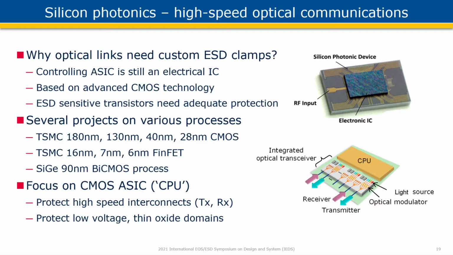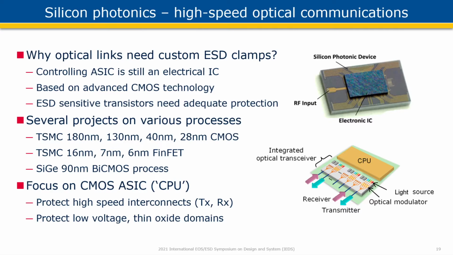The second example we look at is related to silicon photonics for high-speed optical communication. Optical links need custom ESD clamps because the controlling ASIC is still an electrical IC. They are based on advanced CMOS technology, and the ESD sensitive transistors still need adequate protection. At Sofix, we have worked with several silicon photonics projects on various processes. This ranges from the more mature technology nodes like TSMC 180 nanometer and 130 nanometer, down to more advanced nodes like 7 nanometer FinFET technology nodes.